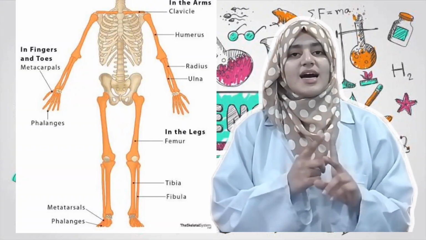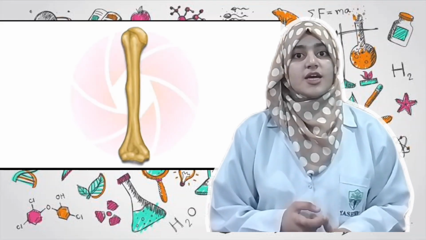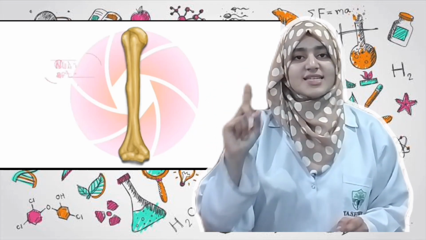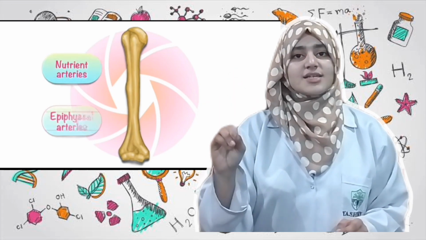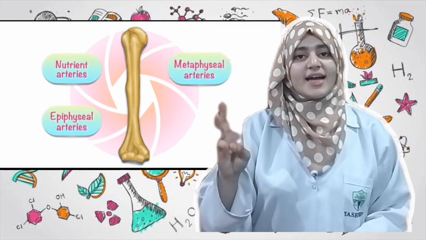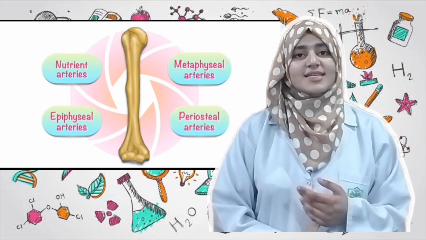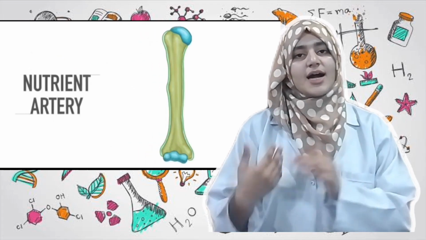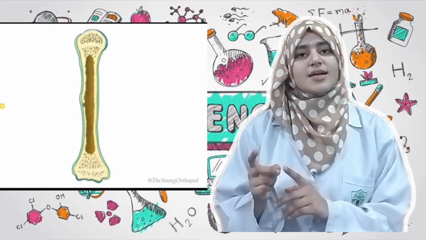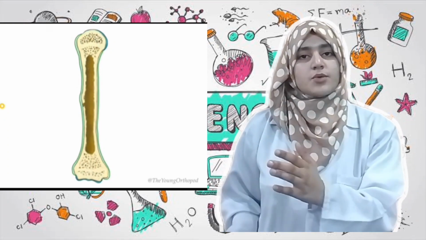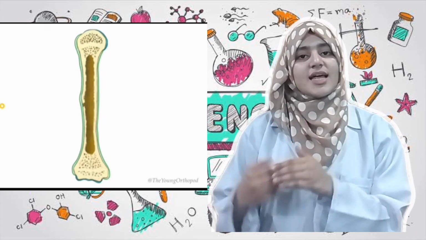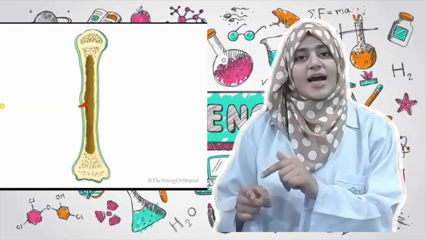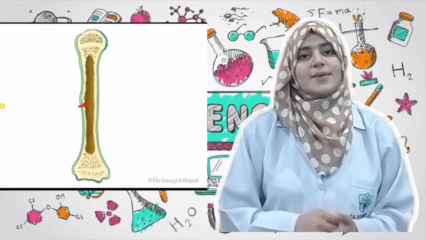bones. A typical long bone receives blood supply from many arteries, which include epiphyseal arteries, metaphyseal arteries, nutrient arteries, and periosteal arteries. We will discuss them one by one. Number one is nutrient arteries. The network of nutrient arteries is a high pressure network. It means that the blood passes at high pressure in the nutrient arteries. The nutrient arteries enter into the diaphysis by the nutrient foramen.